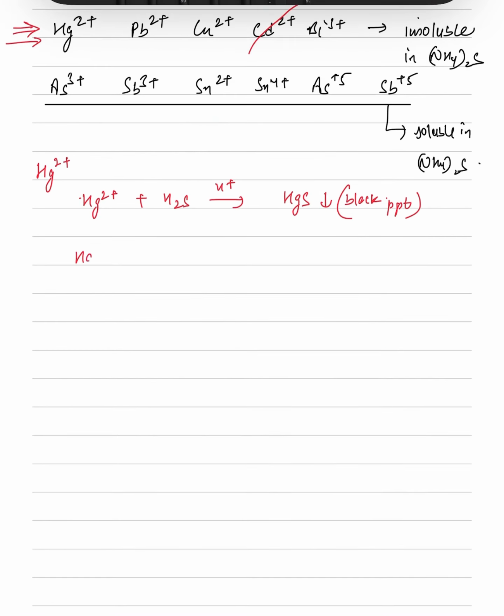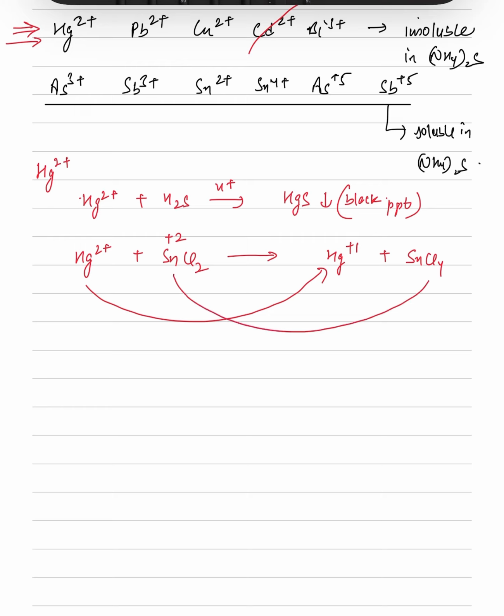Now the mercury available here is in the +2 oxidation state, right? When we add stannous chloride, that is basically SnCl2, now tin with the +2 oxidation number basically acts as a reducing agent here. So it will reduce Hg2+ to Hg+. It will reduce this one and itself undergoes oxidation, and it will form SnCl4.